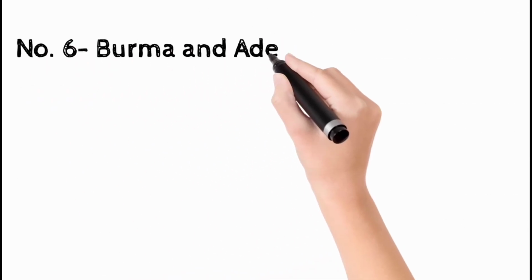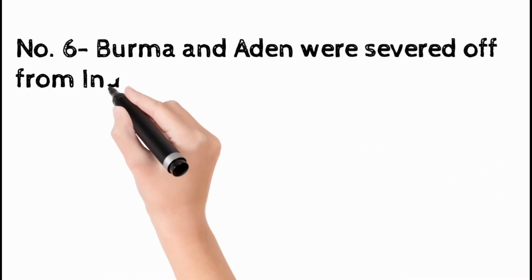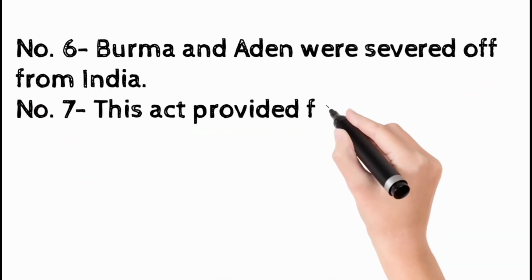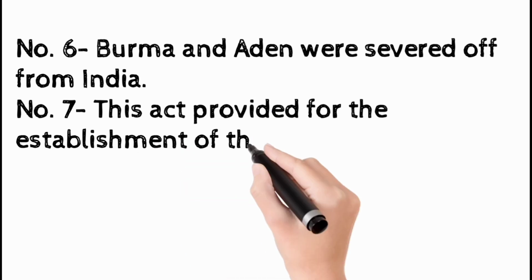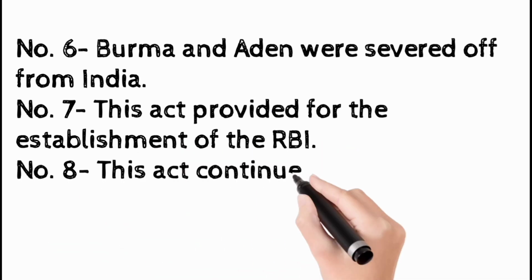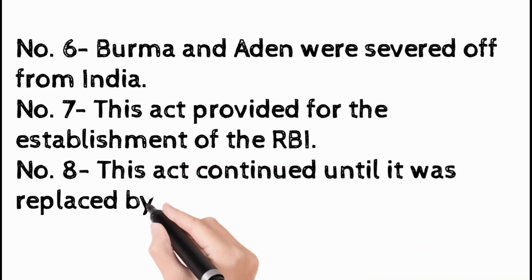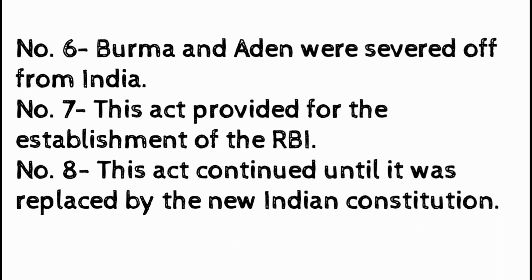Number 6. Burma and Aden were severed from India. Number 7. This act provided for the establishment of the RBI. Number 8. This act continued until it was replaced by the new Indian Constitution.